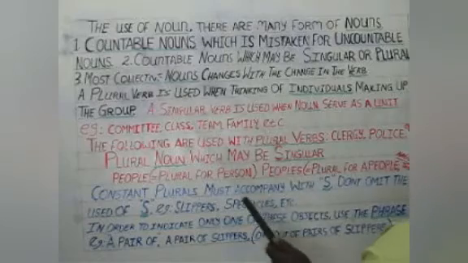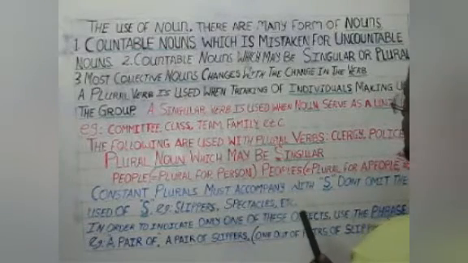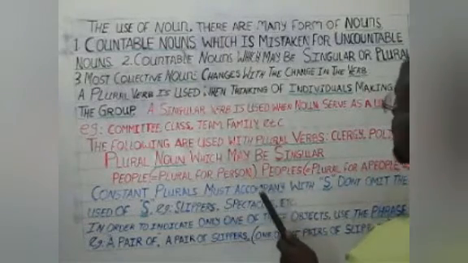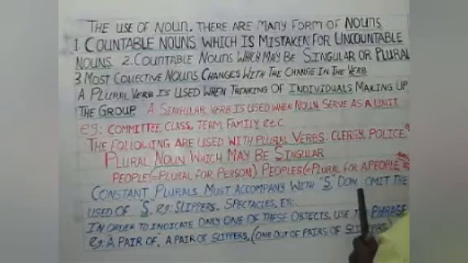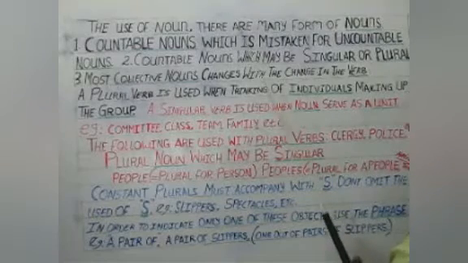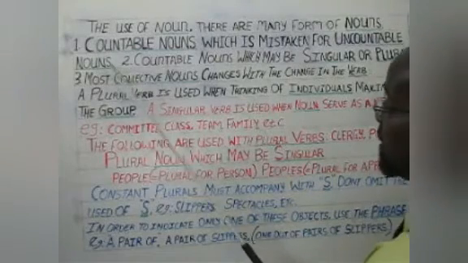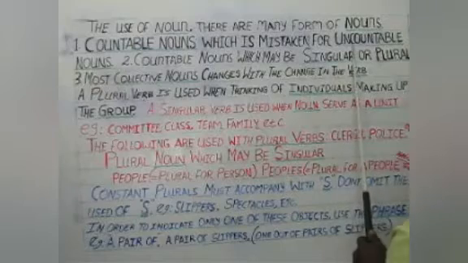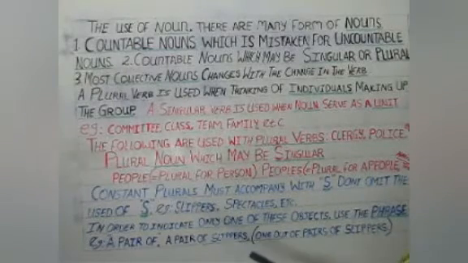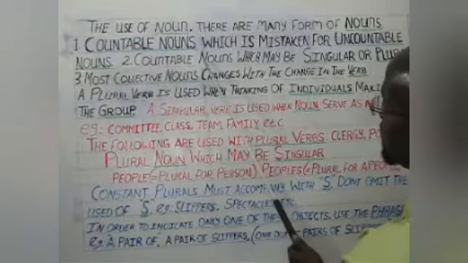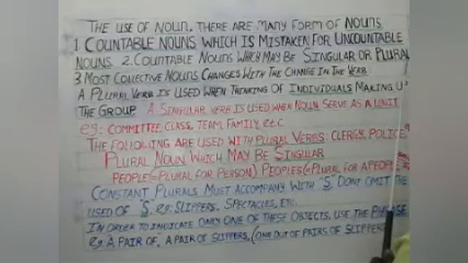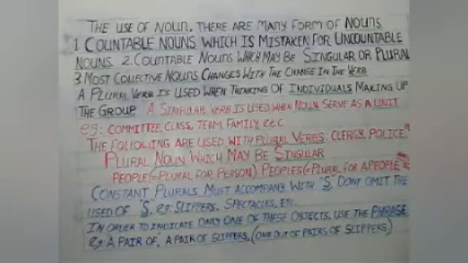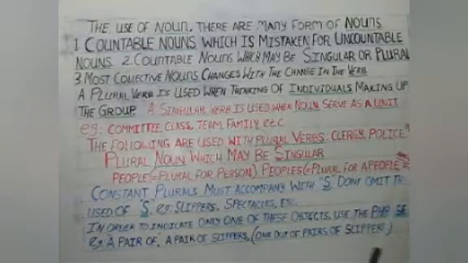1. Countable nouns which are mistaken for uncountable nouns. There are countable nouns which we mistakenly consider to be uncountable nouns. Number 2. We have countable nouns which may be singular or plural. There are countable nouns which also serve as singular or plural in the sentence.